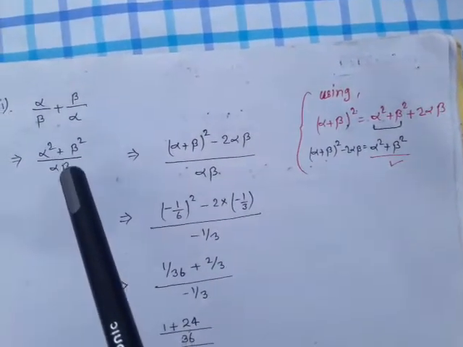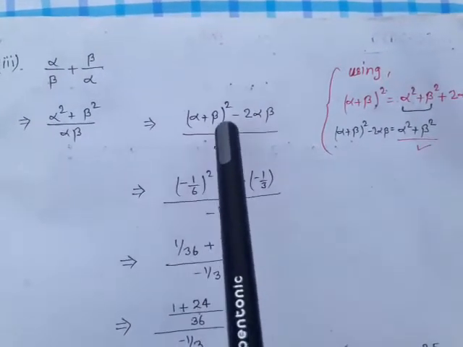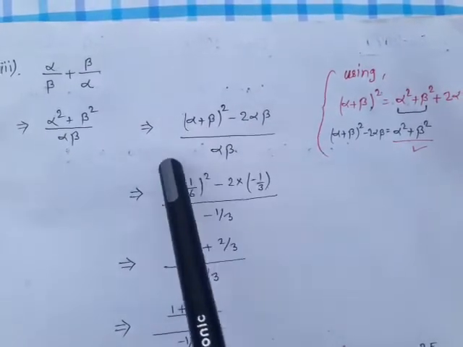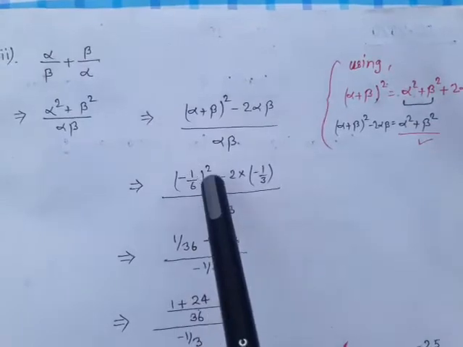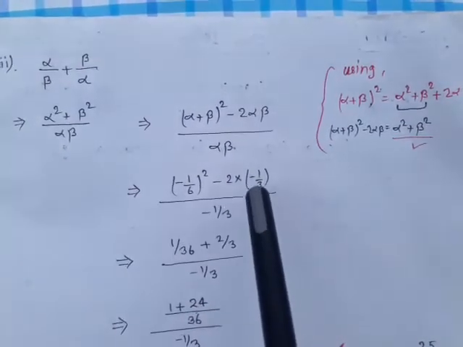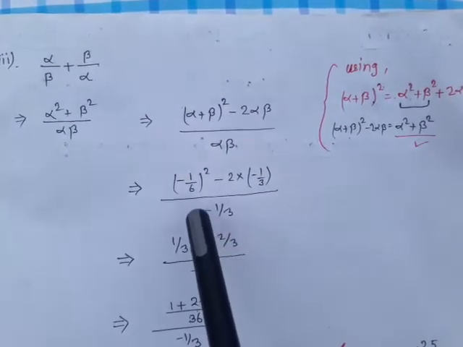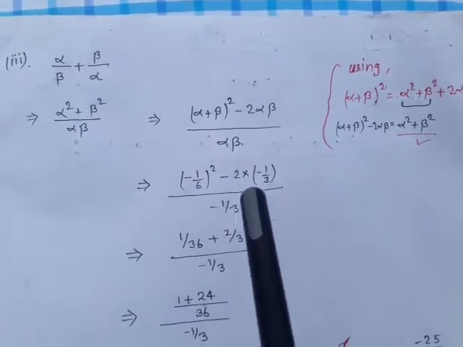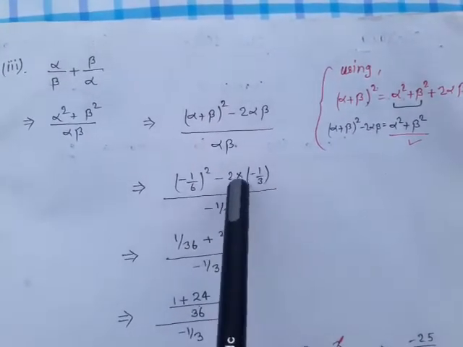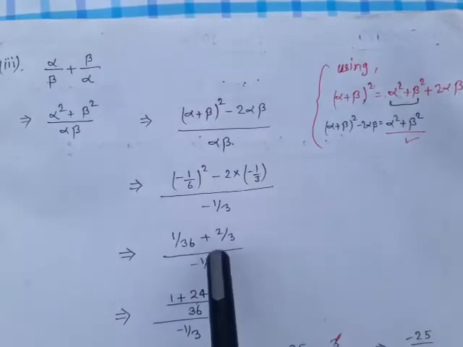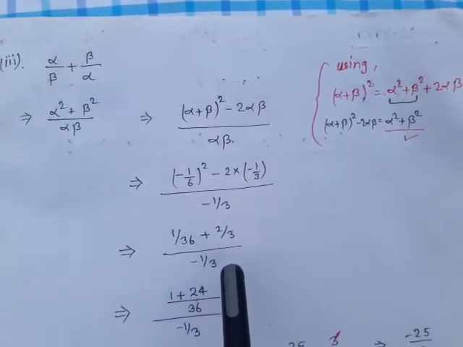In place of alpha square plus beta square, putting alpha plus beta whole square minus 2 alpha beta upon alpha beta. Alpha plus beta, we know the value, minus 1 by 6 whole square. Alpha into beta, we know the value, minus 1 by 3, upon minus 1 by 3. Solving this, minus 1 by 6 whole square gives 1 upon 36, minus minus plus, and 2 into this we get 2 by 3, upon minus 1 by 3.